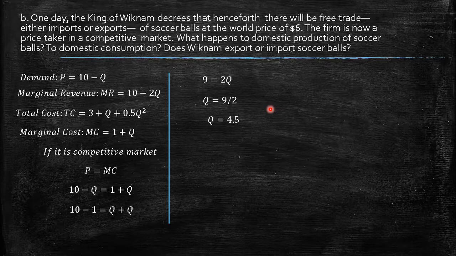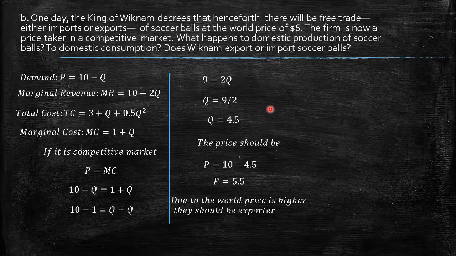So automatically we figure out that the quantity should be higher. Remember, anytime we have a competitive market, it has the feature that the quantity is larger and the price is lower, because this is desirable for a society where the consumer surplus is maximized and the social welfare, understood as consumer plus producer surplus, is at its maximum. Then the price, replacing that value in the demand, we have 10 minus 4.5, and then the price is equal to 5.5.